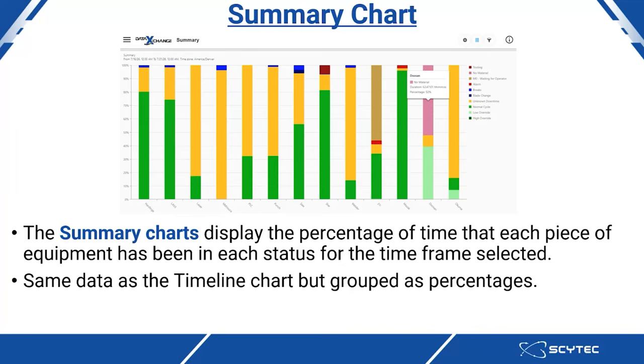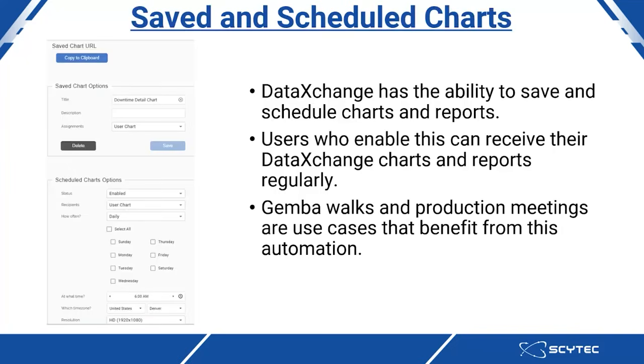frame selected has been in a no material status, and you can see some of the other reported machine statuses in this chart, detailing things like tooling, no material, waiting for operators, alarms, breaks, blade changes, unknown downtimes, normal cycle statuses, and then also low and high override. So everything that you are looking at in this image can be detailed with that little graph over there on the right side. And then we also have saved and scheduled charts.